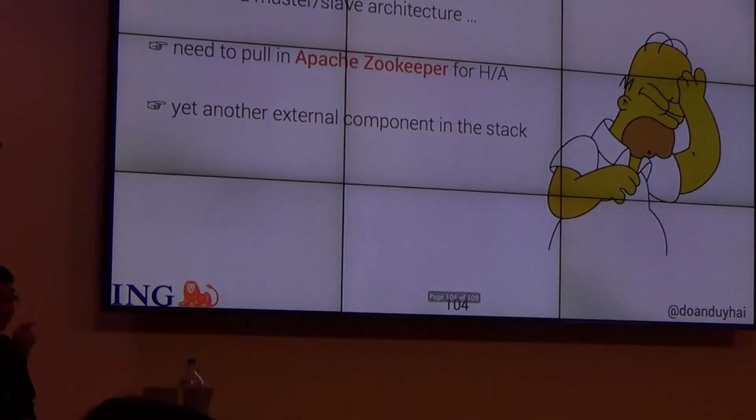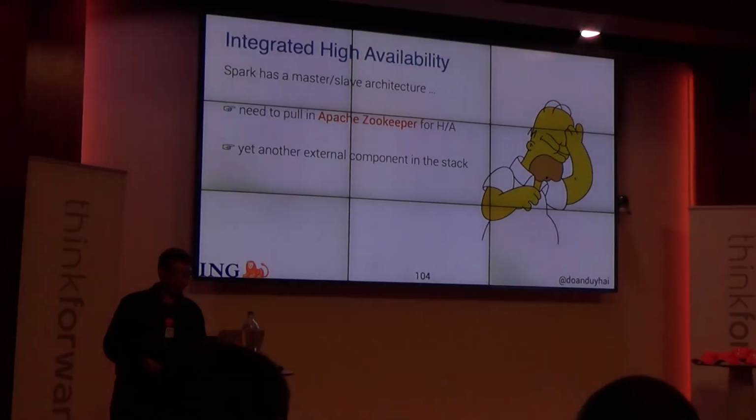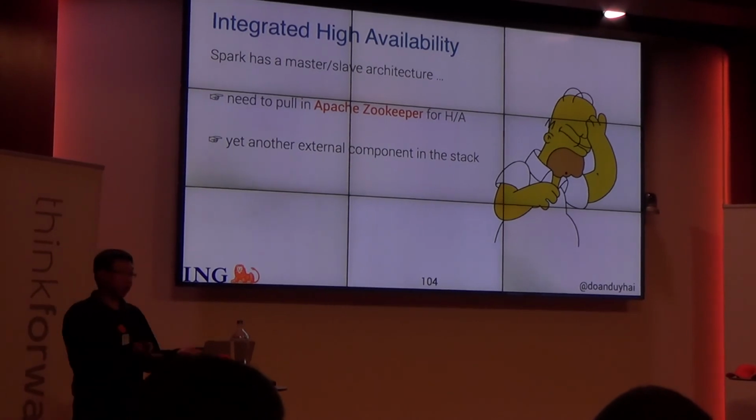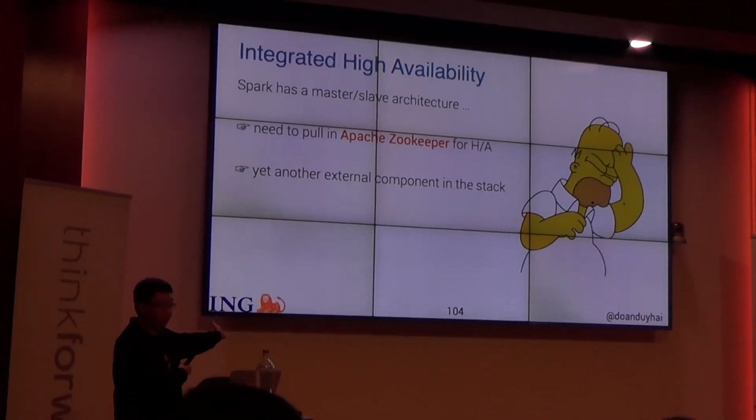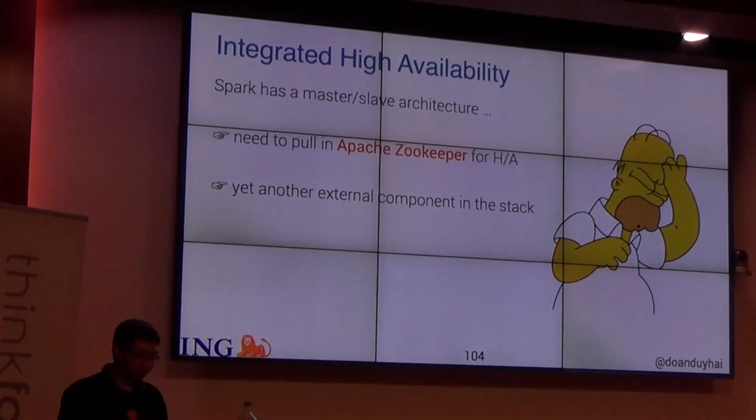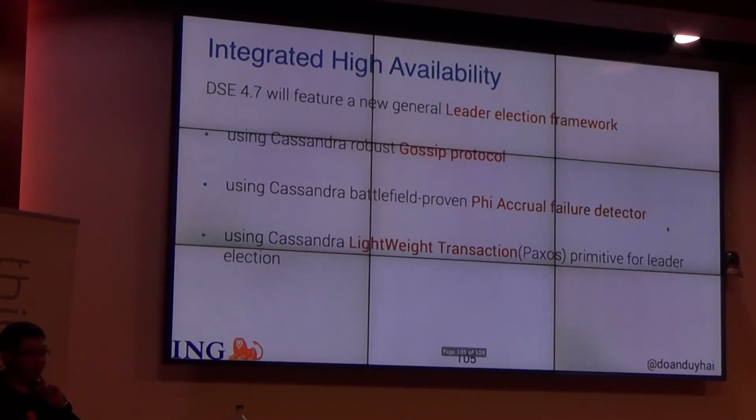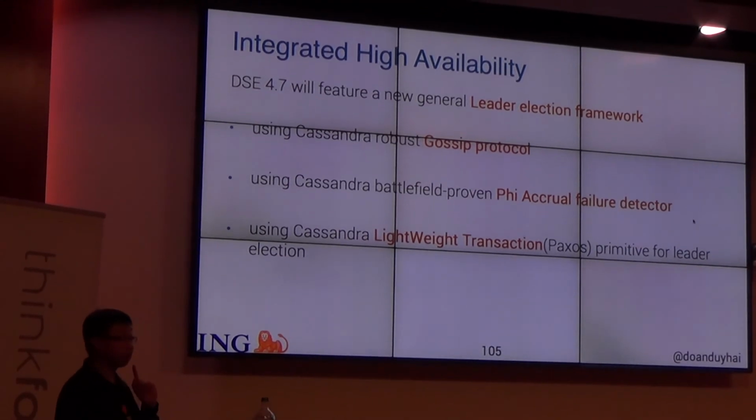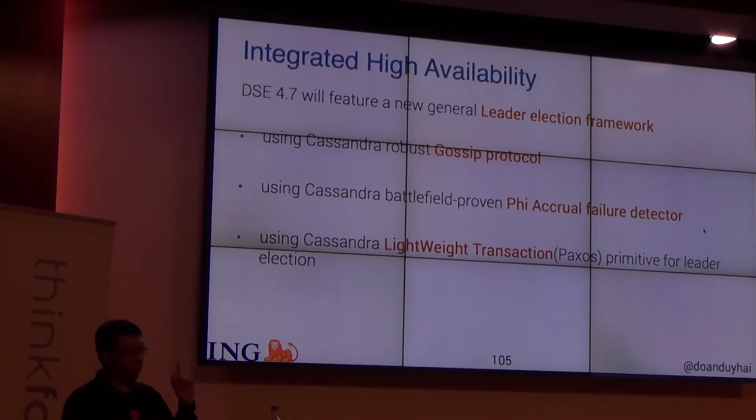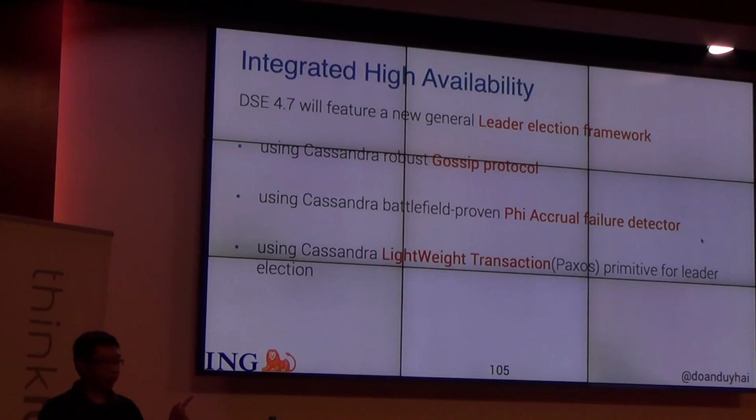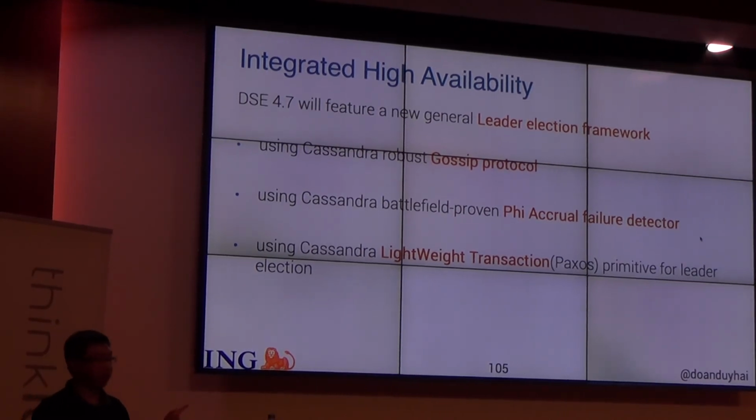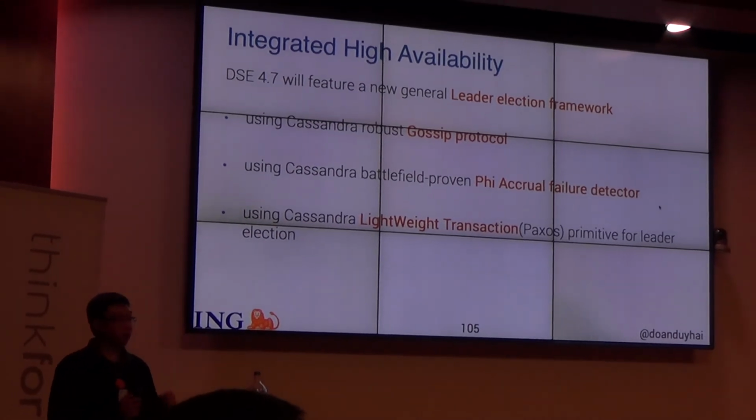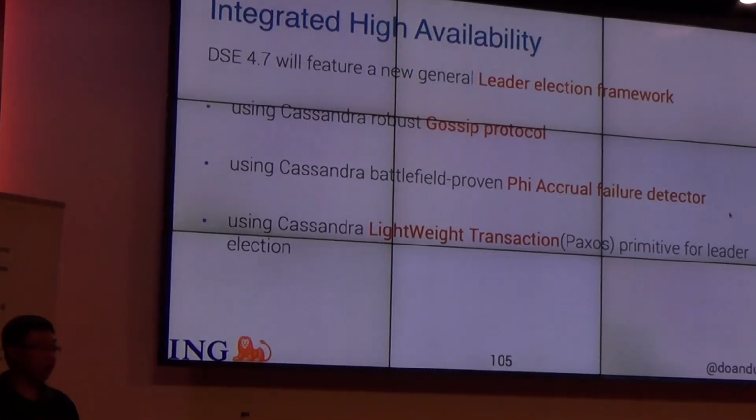Last thing: Zookeeper. Spark is master-slave. If you want high availability, you need to pull in Apache Zookeeper, right? But we introduced a new general leader election framework. We use gossip and the failure detector from Cassandra to detect when a node is down, and we use lightweight transactions for leader election.